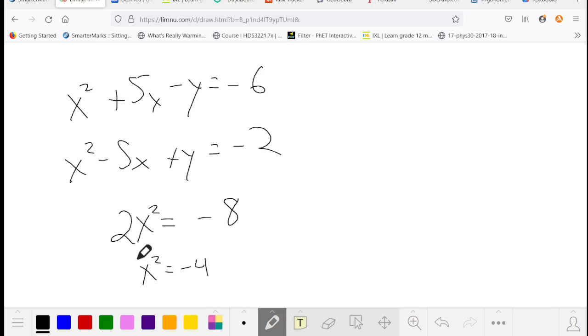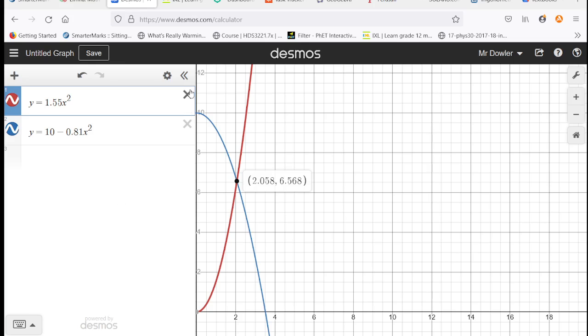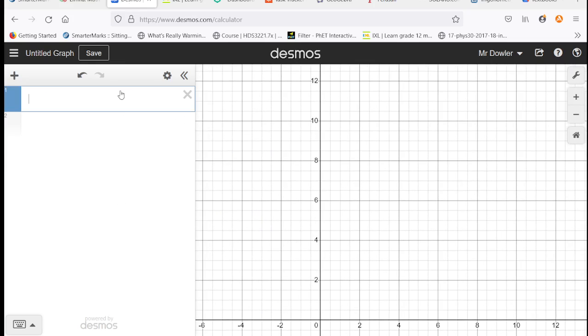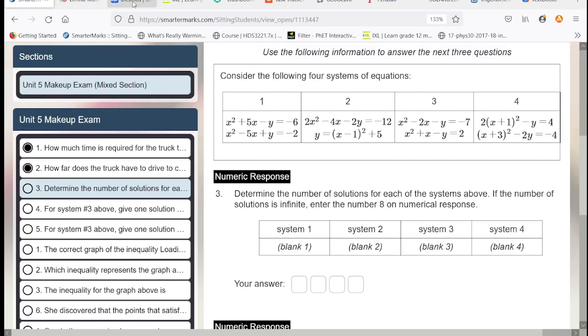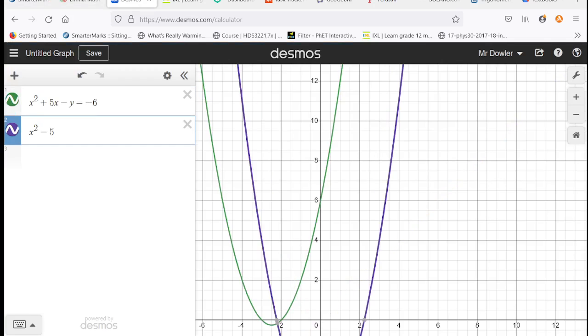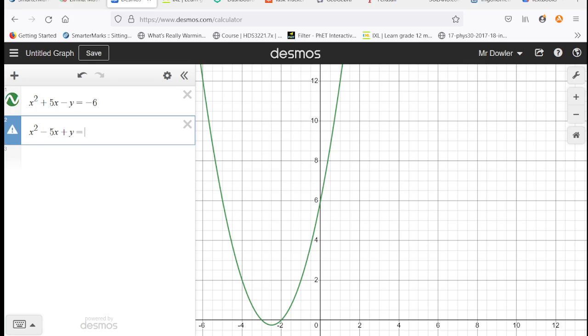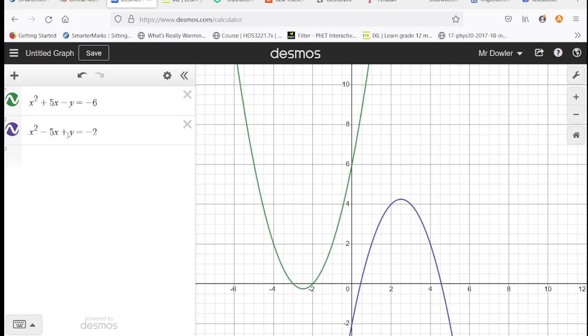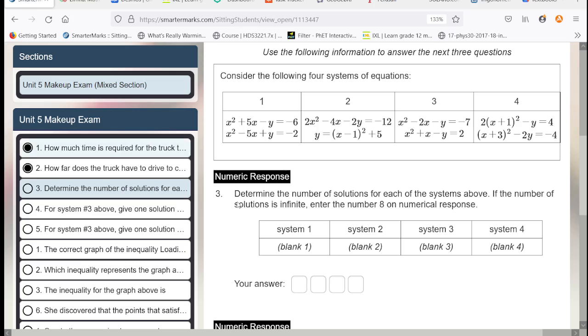Well, x squared will not be a negative number if x is a real number. So these two equations, which we would have to manipulate to graph on our calculators, are x squared plus 5x minus y equals a negative 6, and x squared minus 5x plus y equals negative 2. Notice that the second one opens down even though the x squared coefficient appears positive. That's because when we isolate y, the x squared will be negative. So this has 0 solutions.